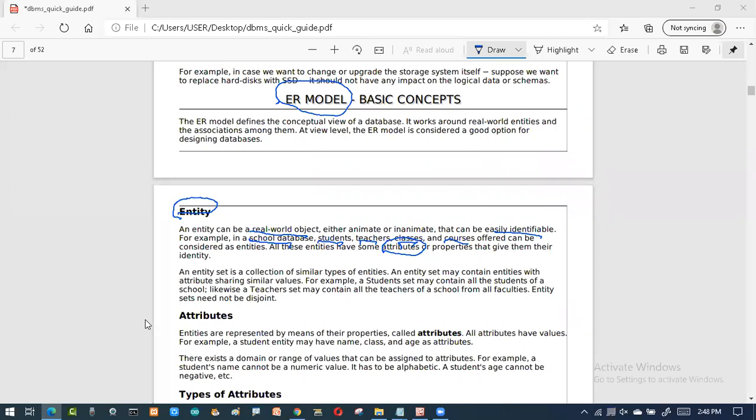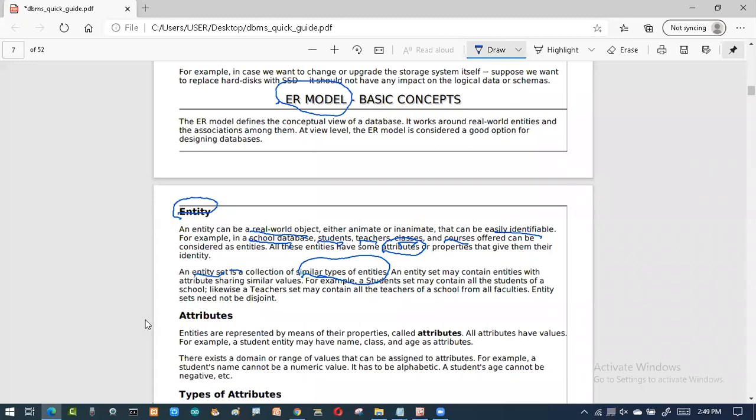An entity set is a collection of similar type of entities. So it is a set. It contains the entities with attributes which are going to share similar values. The attribute which is having entities will be shared with some other attributes, and those attributes will be shared with some other entities.